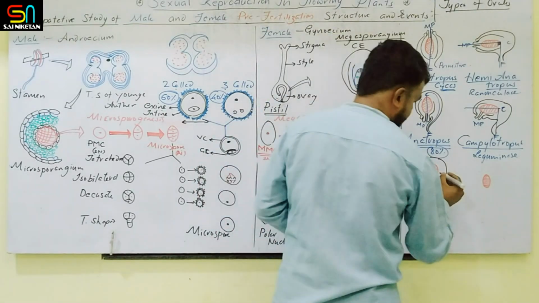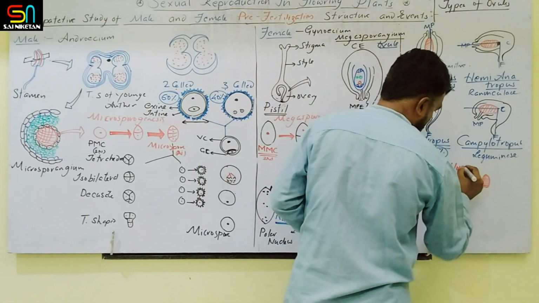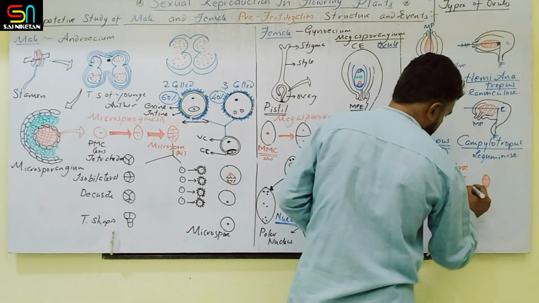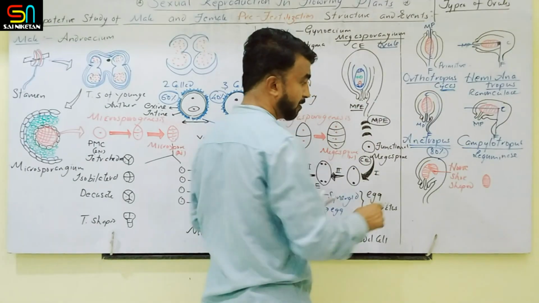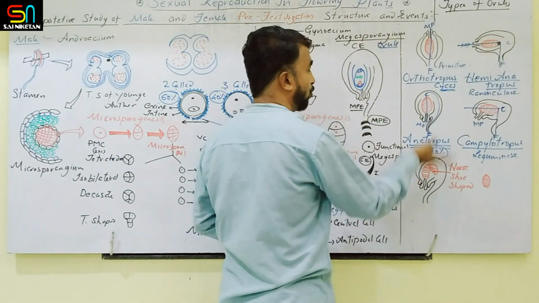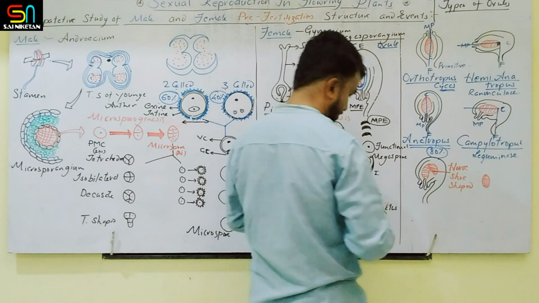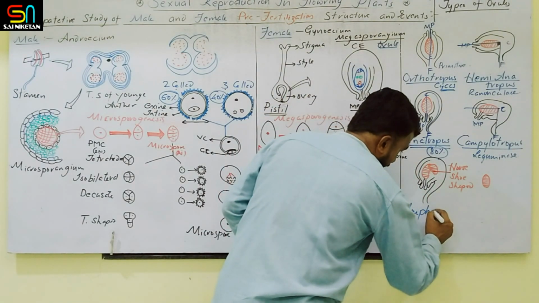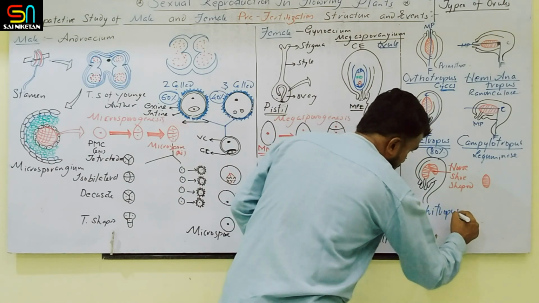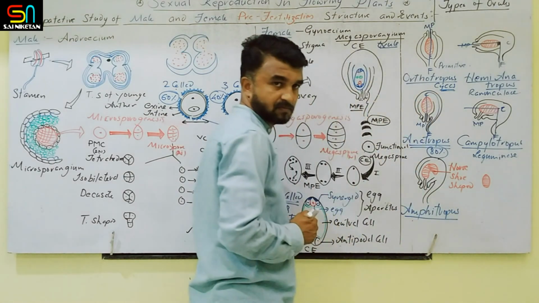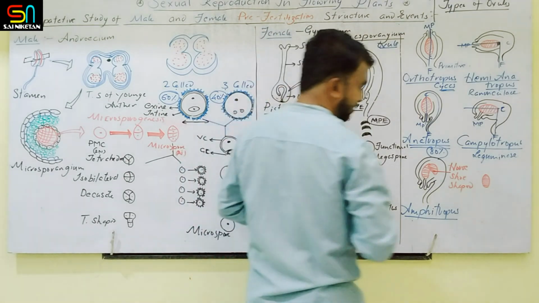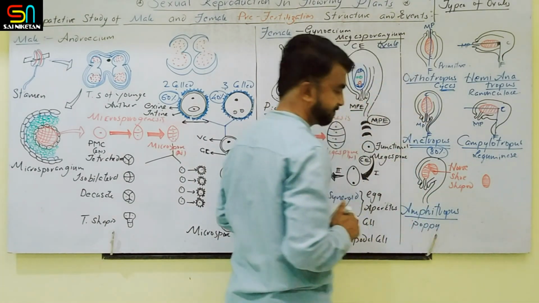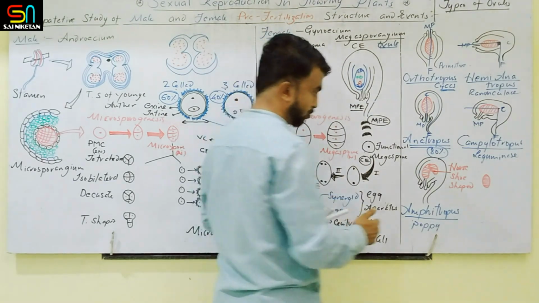This embryo sac is horseshoe-shaped. If the embryo sac is also curved and the ovule is also curved, this type of ovule is called amphitropous. Amphitropous. This type of ovule you can see in the poppy plant. Now come to the last point.